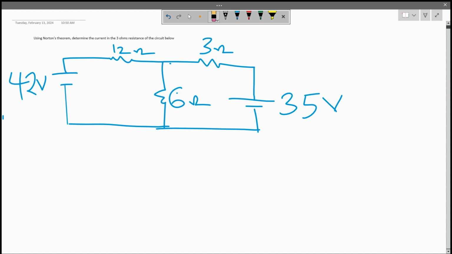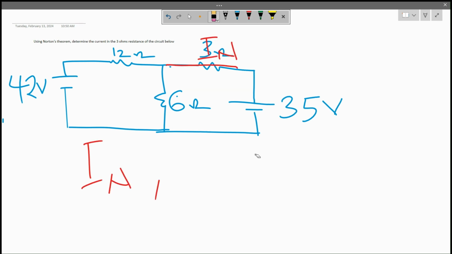So today we'll be looking at Norton's theorem, and the question here is asking us to use Norton's theorem to find the current passing through the 3 ohms resistance. And in using Norton's theorem to find the current passing through a particular resistor, you have to know your Norton's current IN and our Norton resistance RTH.